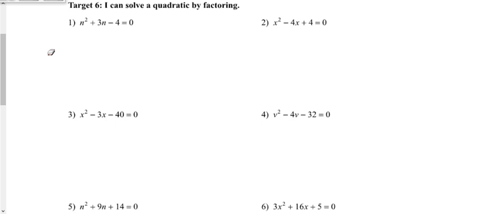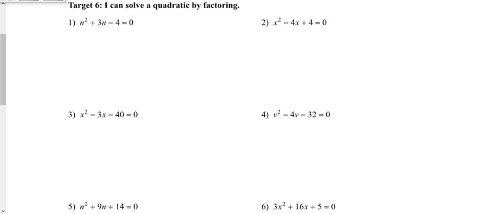All right, here we've got your notes over target, or sorry, your homework over target 6. Got a lot of problems, so let's get to it. So starting with your first one, look for a greatest common factor. We don't have one, so we can go straight into our process of factoring.